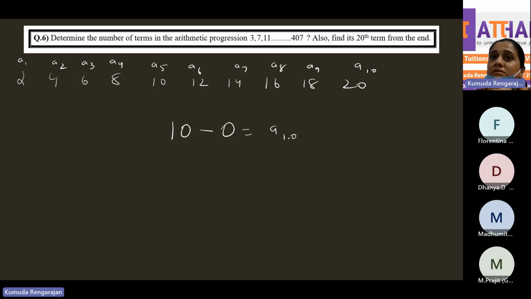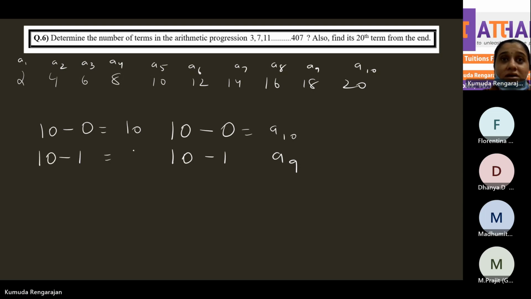Which is the second term from behind? A9. How many terms are there? 10 terms are there. Minus one. So supposing you're finding the second term from the end, don't subtract 2 from the number of terms. Subtract 1 less than that. Because to find the first term from the end, you take the number of terms and subtract 0, because that term itself is the first term from the end. To find the second term from the end, total number of terms 10 minus 1. A9 is the second term from the end.